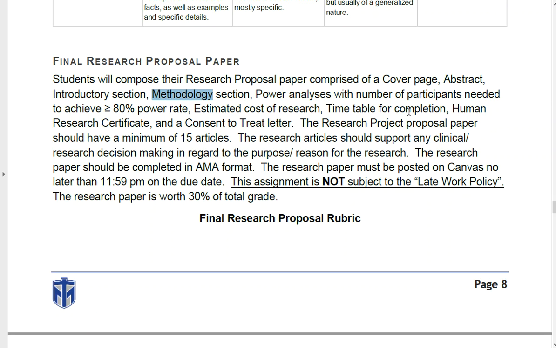Timetable. When are you going to submit for your IRB approval? When are you wanting to start data collection? When are you going to end your data collection and do your results? How long it will take you to write up your results section? How long will it take you to review your results and start writing up your discussion section?